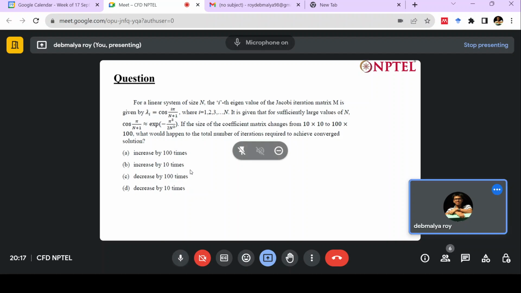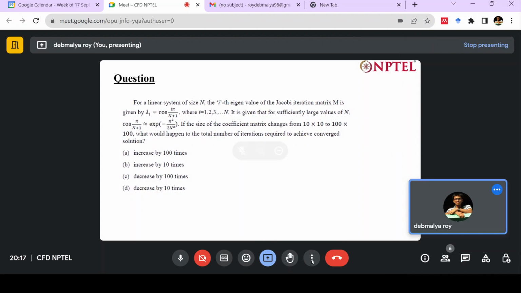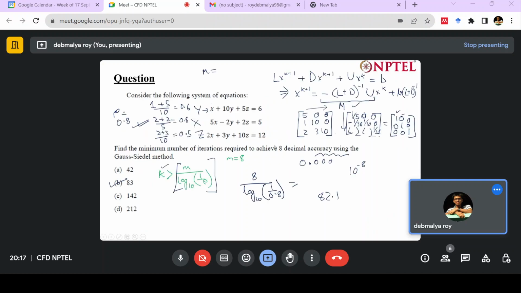All right. Let's restart. Anyone has any question? Can you explain why we took the value? Okay. Let's do that. What are you asking? Rho value, right? The spectral radius.